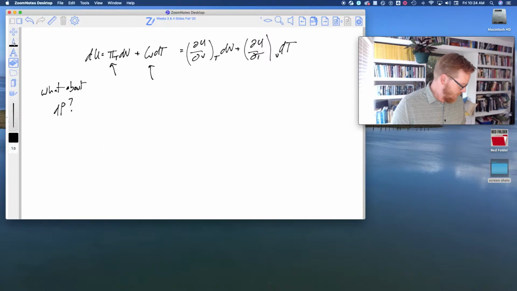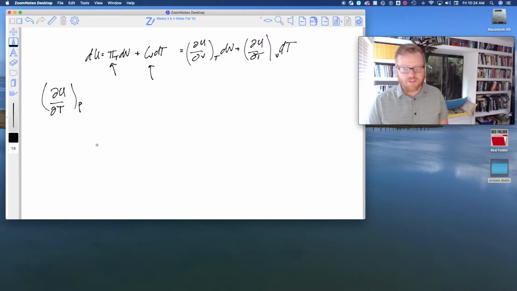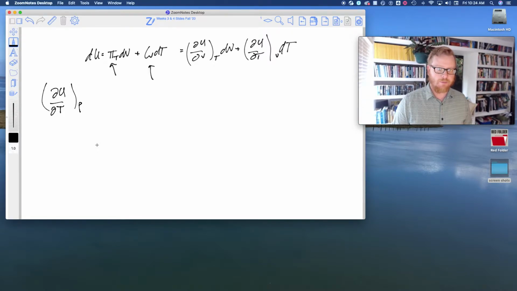What about dP? So we've held volume constant, we've held temperature constant. Now we're going to hold pressure constant. So I'm going to look at it in this way, and you'll see why momentarily.